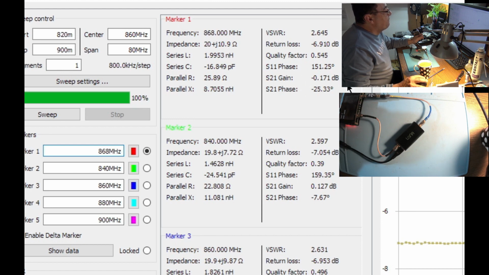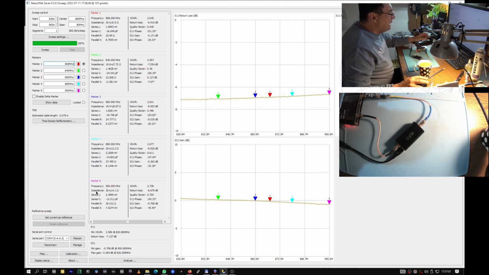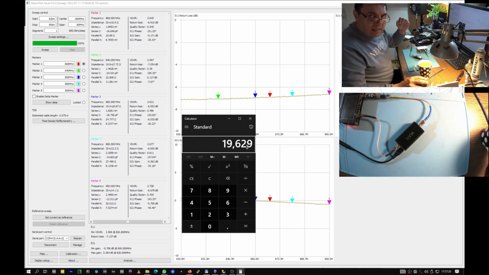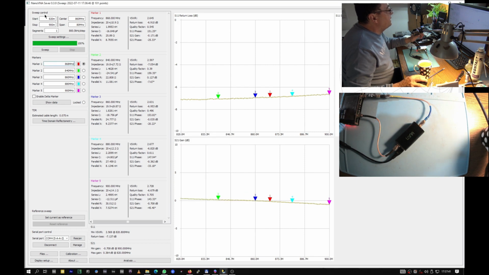S21 gain. Okay. Now, let's do a little math here. I know that my attenuator is 19.8 dB minus 0.171, and that gives a huge 19.629 dB gain. Oh, this is insane. So far it is the best amplifier I tested. And this was strictly for, let's say, the LoRa band.